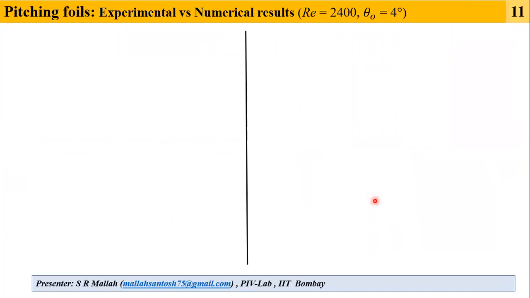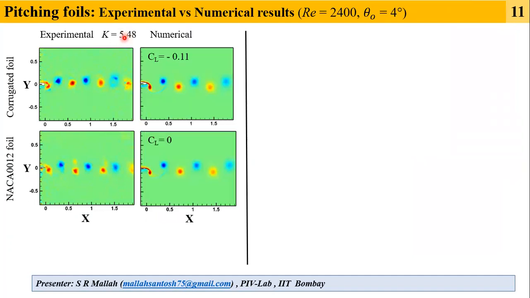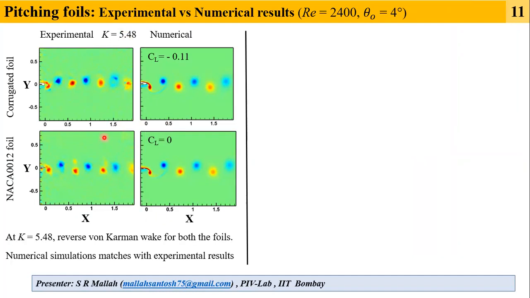For pitching foils, at the reduced frequency of 5.48, we can see the formation of a reverse von Karman wake for both foils, where there is excellent agreement between the numerical and experimental results. This validates the numerical results, and the lift coefficient for the corrugated foil is higher as compared to the NACA foil.